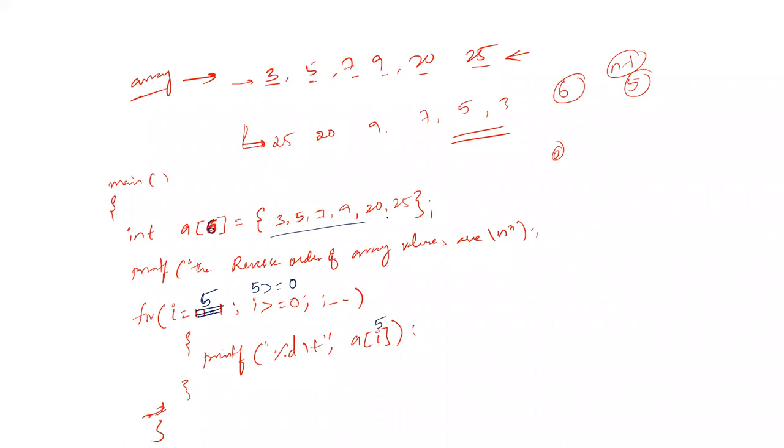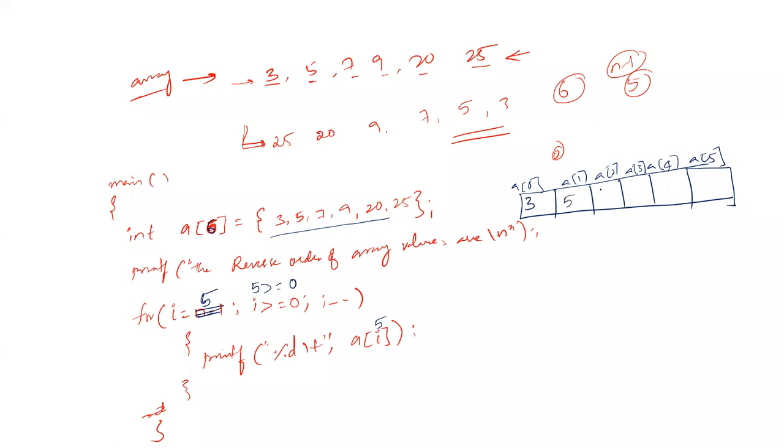So if I'm writing these statements, what is the memory allocation? This is a[0], a[1], a[2], a[3], a[4], and a[5]. What are the elements? 3, 5, 7, 9, 20, 25. So now, printf a[5]. What is the a[5] value? This is 25. So first I'm going to print 25 followed by a space.